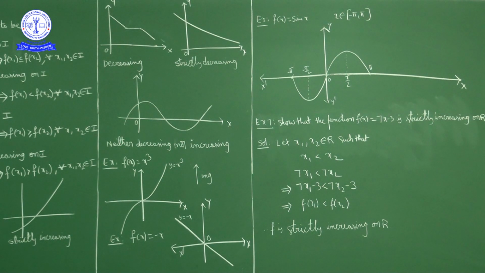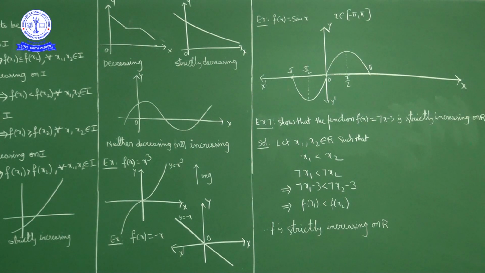Next example: f of x is equal to sin x. I draw the graph between -pi to +pi. Now what you can observe is that from -pi to +pi, sin x is neither an increasing nor a decreasing function.